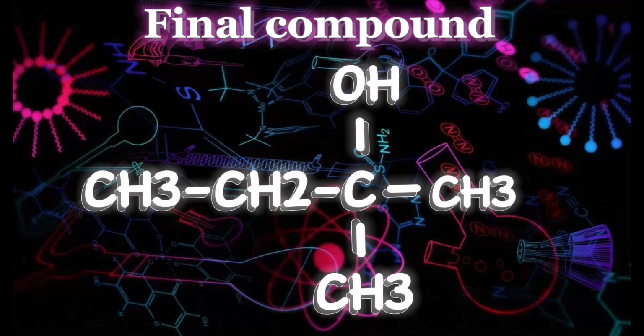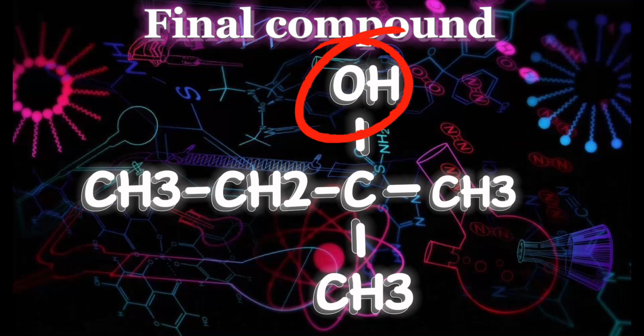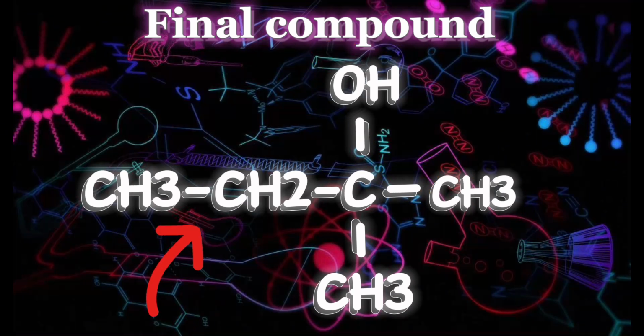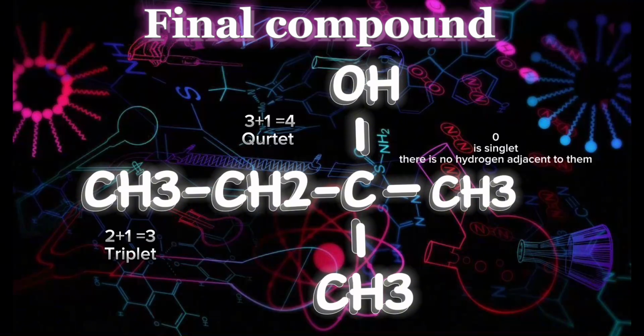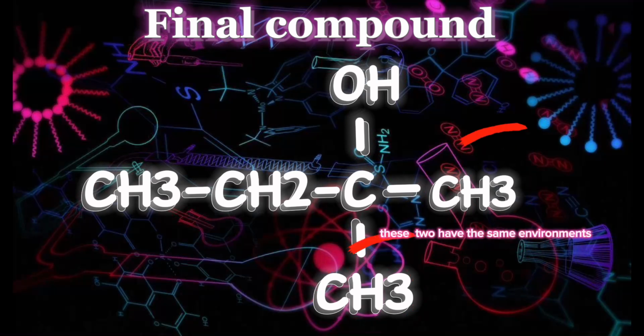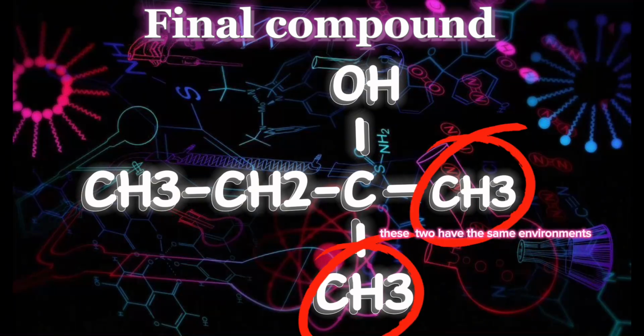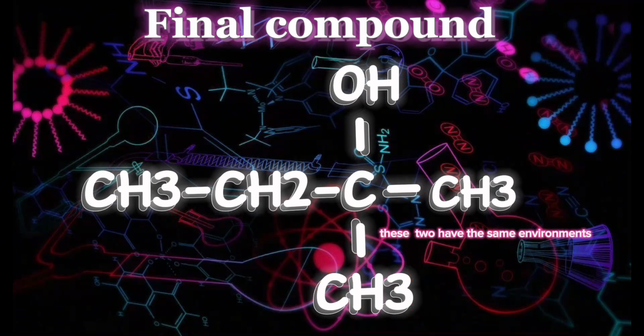From the HNMR spectrum, we find that we have 4 environments or 4 peaks: 2 singlets, 1 exchangeable with D2O indicating the presence of OH, a quartet and a triplet. The environments split depending on the hydrogens adjacent to them, with an increase of 1 according to the law. These two groups have the same environment because they are bonded to the same carbon, and this carbon doesn't have any hydrogen, so these two groups become singlets.